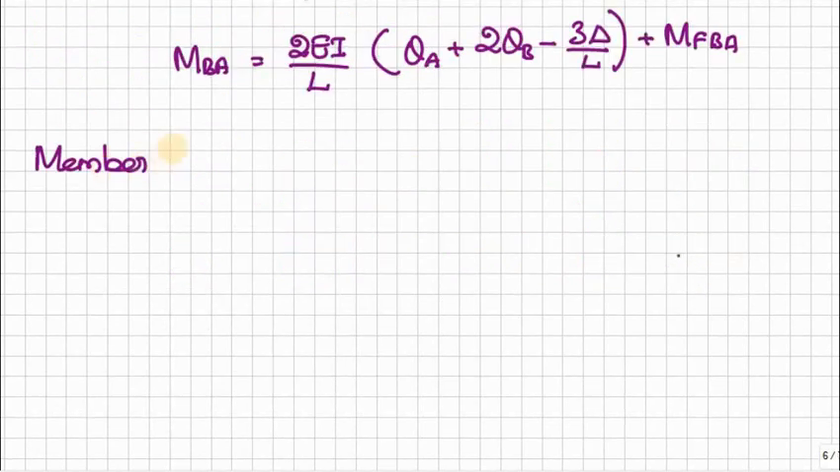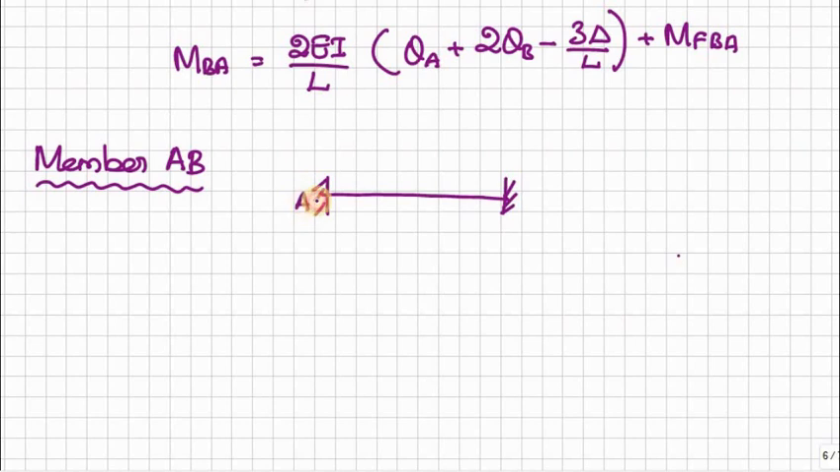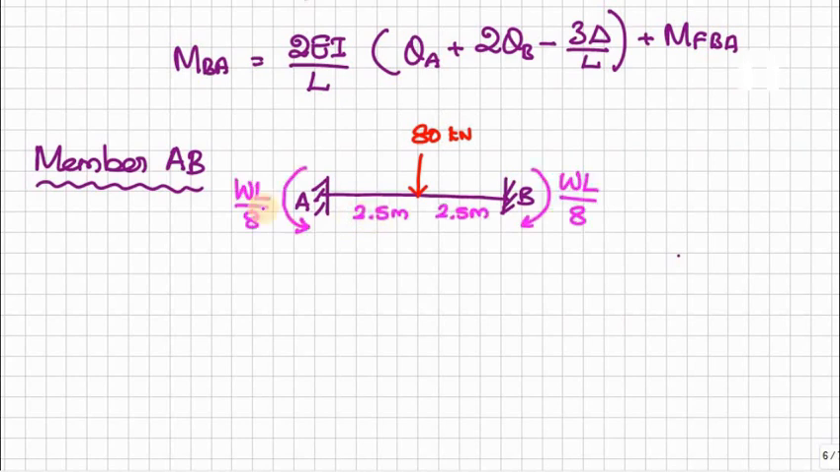Now we will consider each member separately. First member AB. To find the fixed end moment, we consider both ends fixed. So A and B are fixed. Due to the central point load, we will have support moments of WL by 8. At support A we have an anti-clockwise direction, which is negative moment. At B we have a clockwise moment, which is positive.